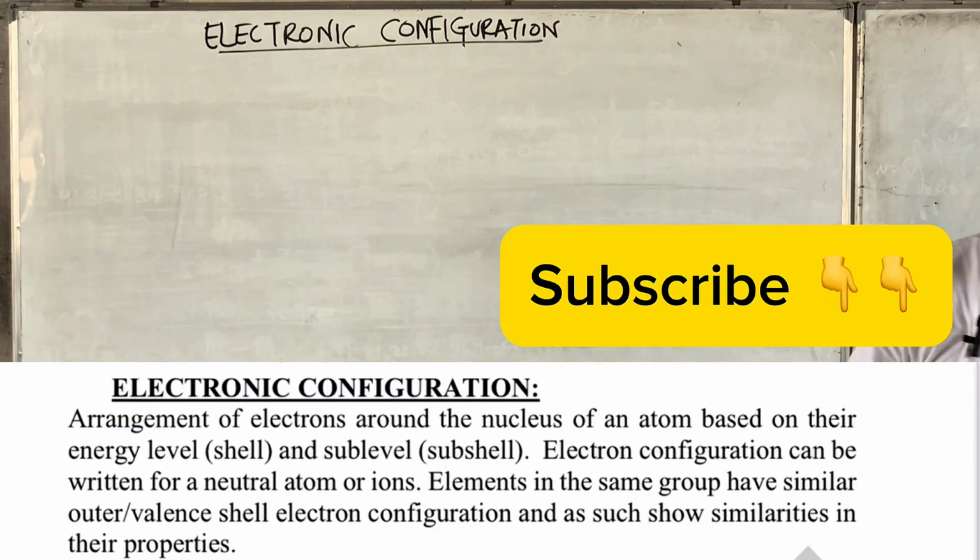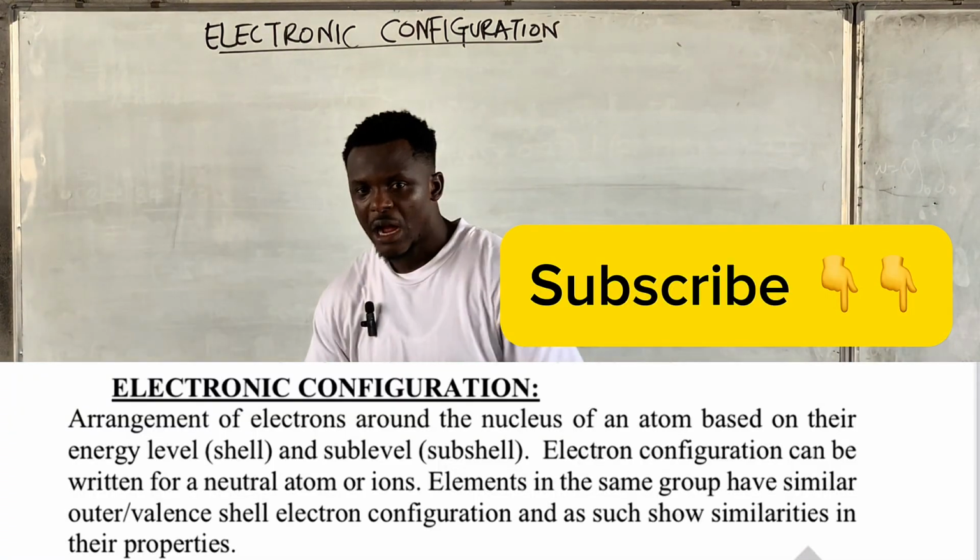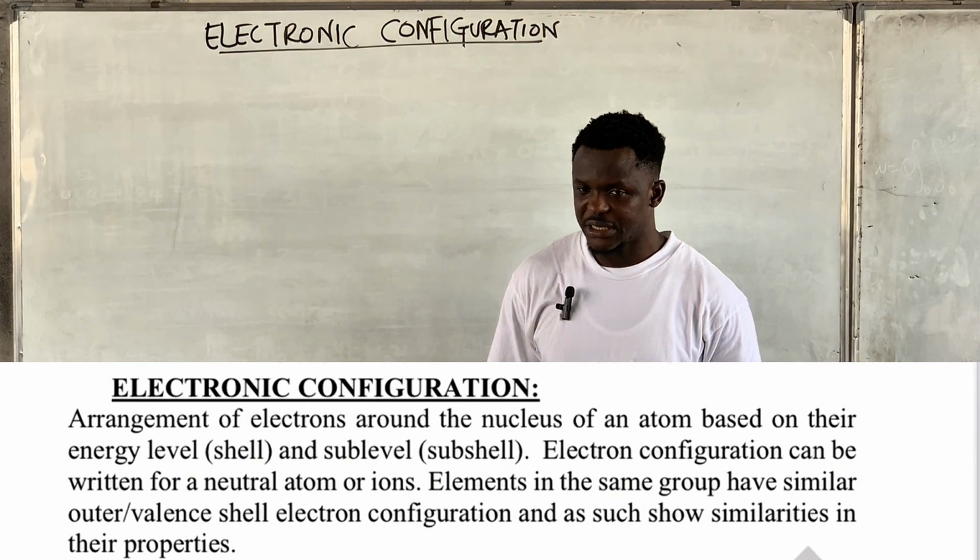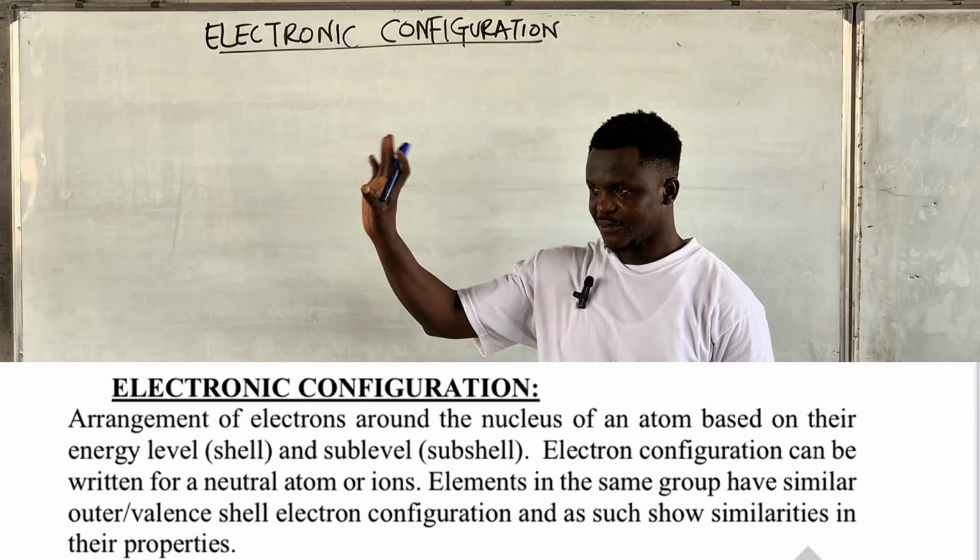Electronic configuration is the arrangement of electrons around the nucleus of an atom in order of increasing energy. Okay? All right.